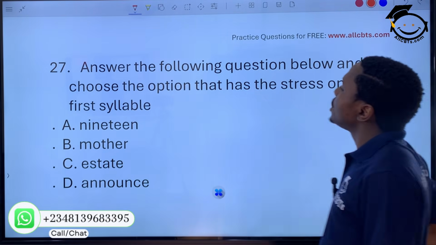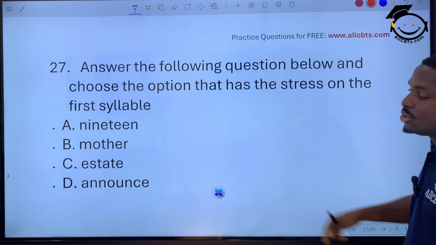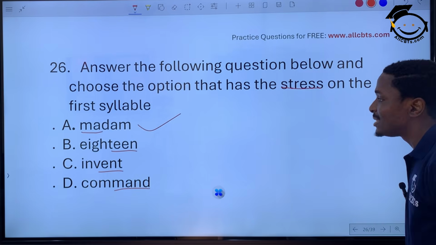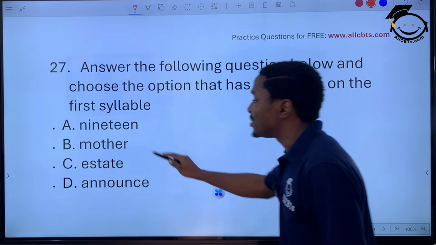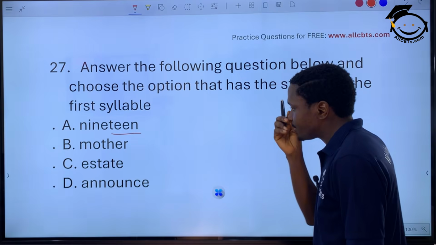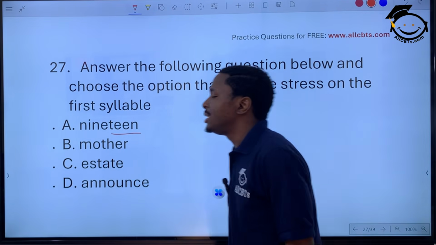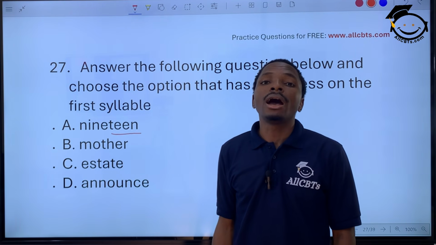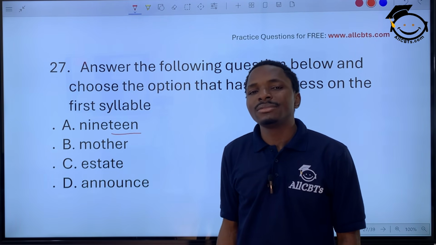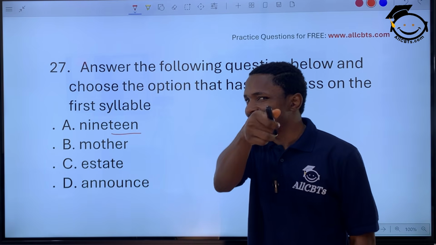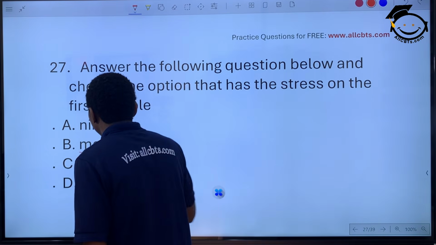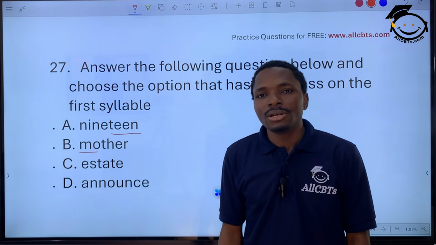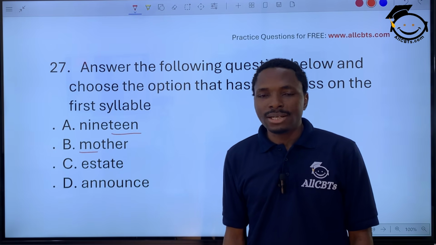Next, answer the following question below. Choose the option that has the stress on the first level, just as we did earlier. So we already saw 18 earlier, right? So we don't need to waste our time. This one is on the second syllable. Then mother. Let's see mother. Ah, it's on the first. Yeah, the stress is on the first. Okay, what about estate?